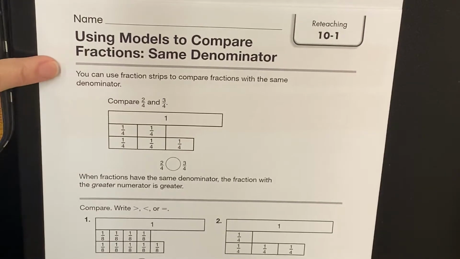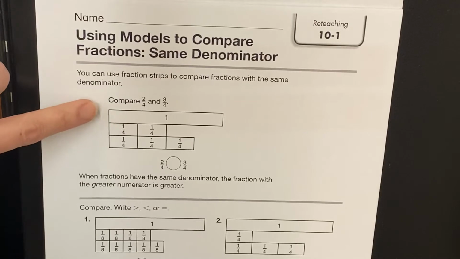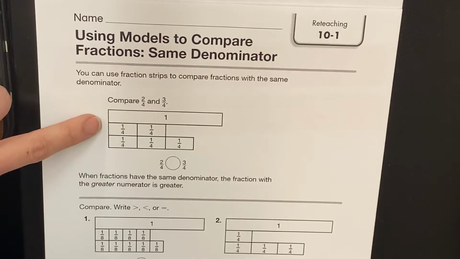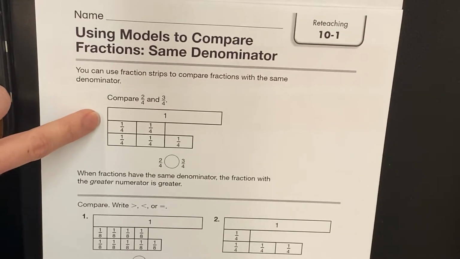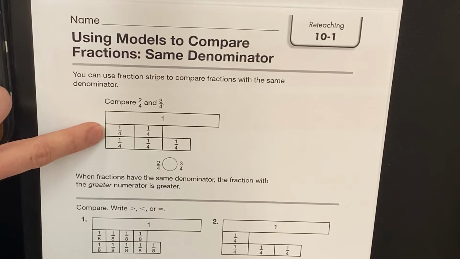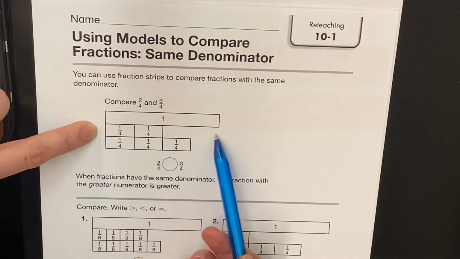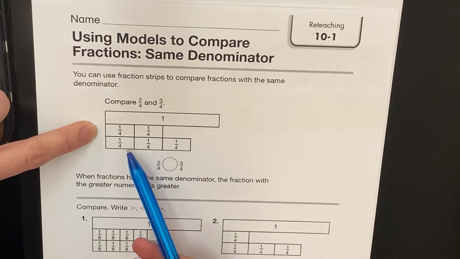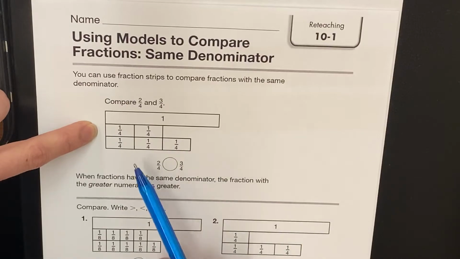Let's look at this example. You can use fraction strips to compare fractions with the same denominator. We're going to look at this specific example using these models. This is showing you a whole fraction strip compared to a fraction strip broken into fourths. However, all of the fourths are not there. It's just showing you 2 out of the 4 pieces and 3 out of the 4 pieces, which might be a little confusing. So let me show you in a different way.